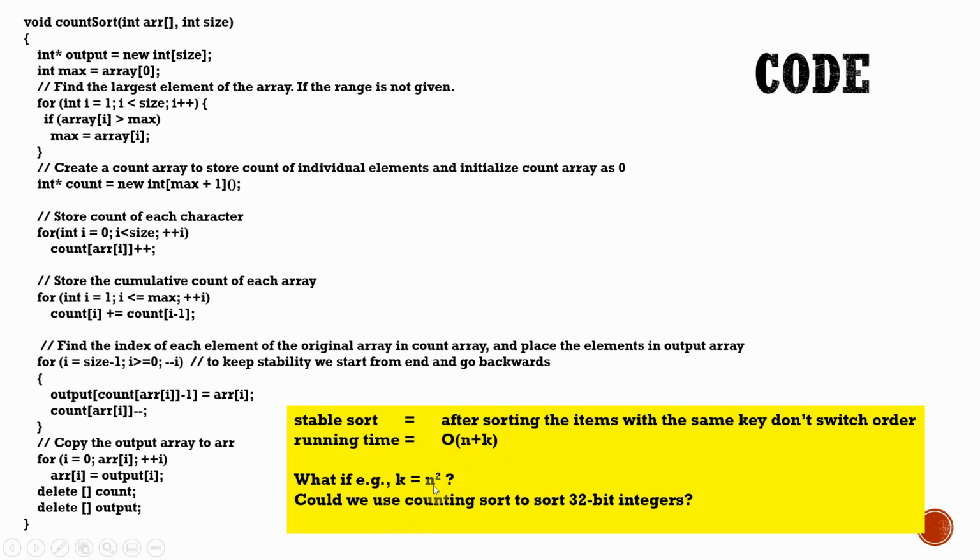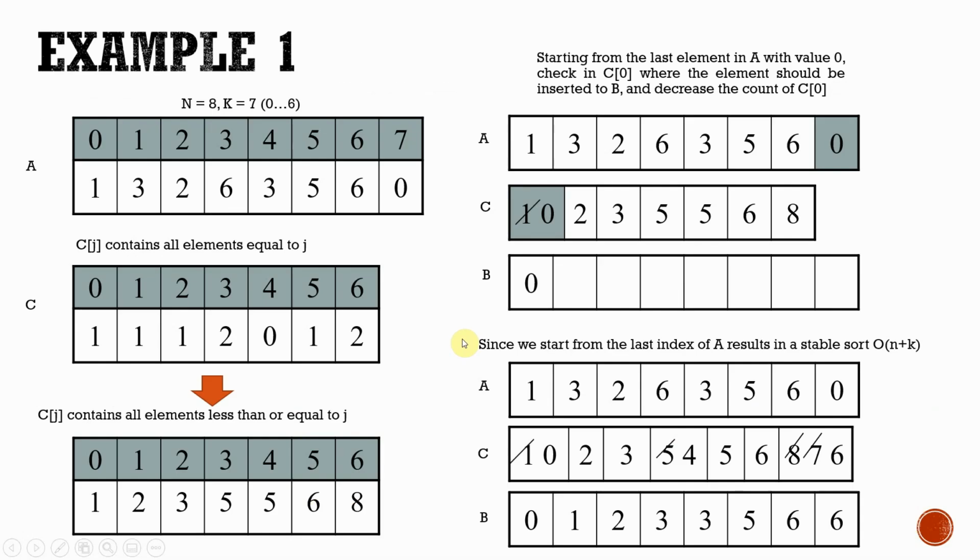What if k was n squared? What if we wanted to sort 32-bit integers? In that case, the range that we have is huge, so k is basically n squared. Now our running time is not going to be linear anymore. It's going to be quadratic. So the condition to apply counting sort is that we have a limited range of numbers.